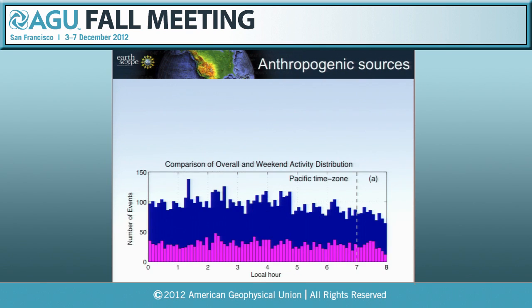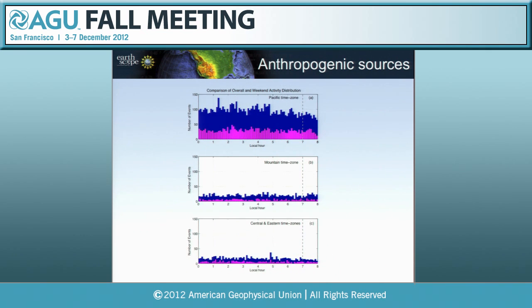Next. So looking at the Pacific time zone, you can see a comparison of the overall and the weekend activity. You can see that the weekend activity is a constant rate. Nothing really changes there. Next. But then you see the same thing at nighttime for the mountain time zone and for the central and eastern time zone. So we see a fairly constant rate of seismicity for both in hours where there's not a lot of human activity. Next.